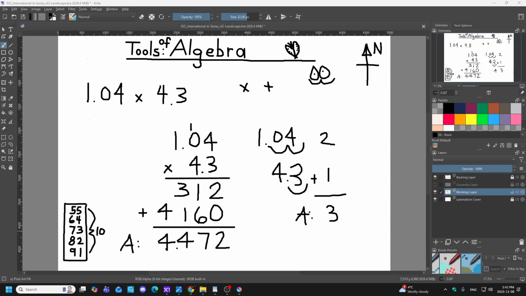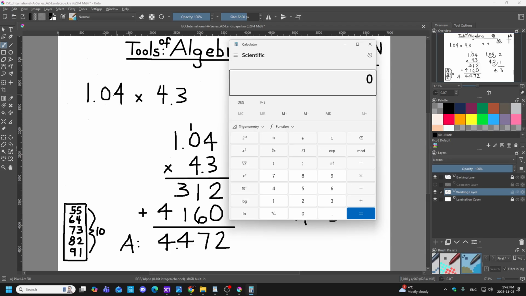Let me confirm the answer for you. 4.3 multiplied by 1.04. Again, it's multiplication. It doesn't matter which order. 4.472.